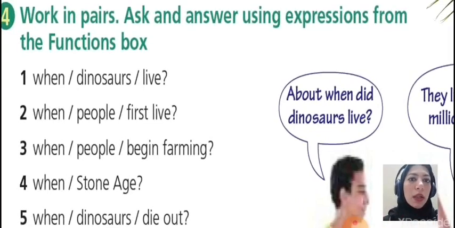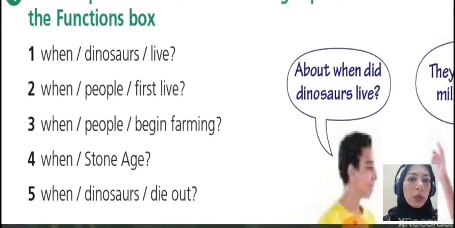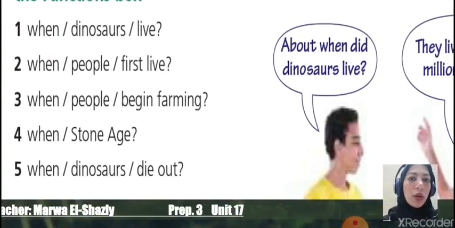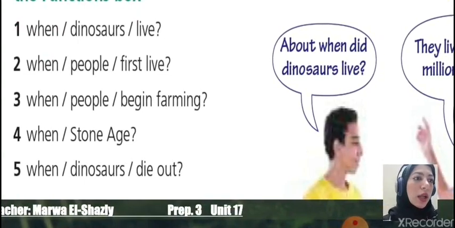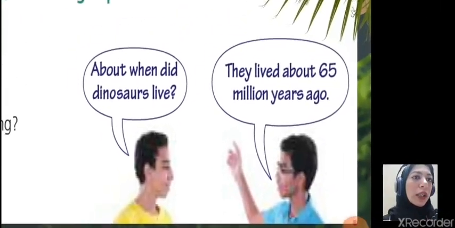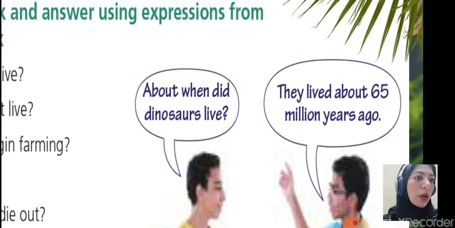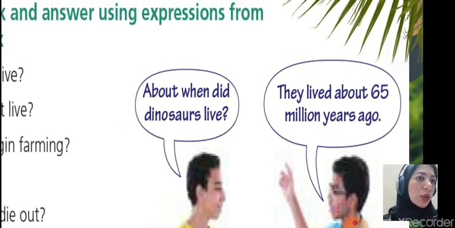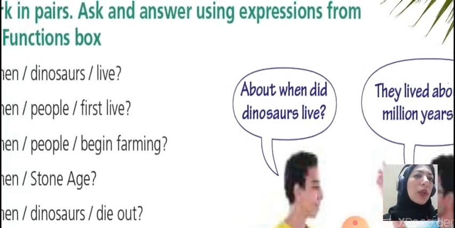Number 1, when did dinosaurs live. 2, when did people first live. 3, when did people begin farming. 4, when was the stone age. 5, when did dinosaurs die out. So look here at this example. About when did dinosaurs live? They lived about 65 million years ago. Use this example as a model and do the rest of the questions.